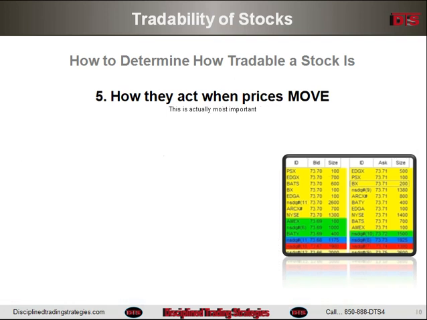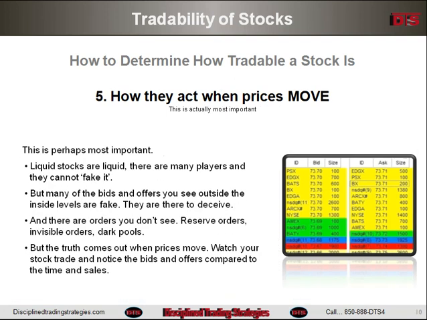Most importantly is looking at how each of these interact when price moves. This is perhaps the most important. Liquid stocks are liquid. There are many players and they cannot fake it. But many of the bids and offers you see outside of the inside levels are fake. They are there to deceive.